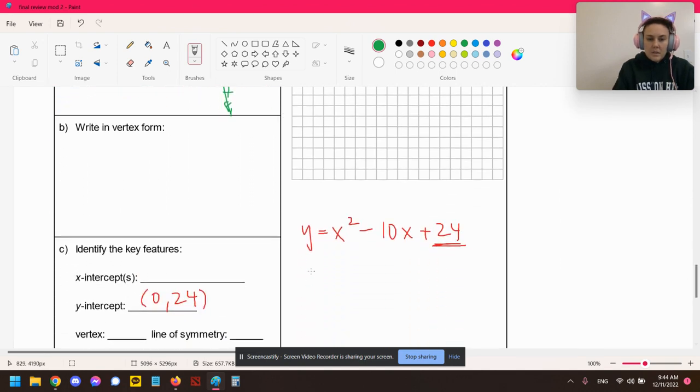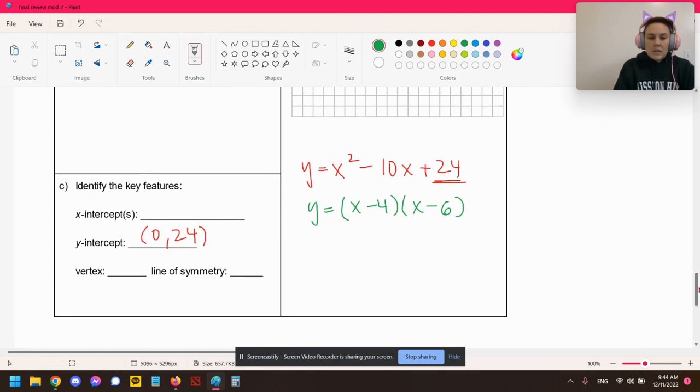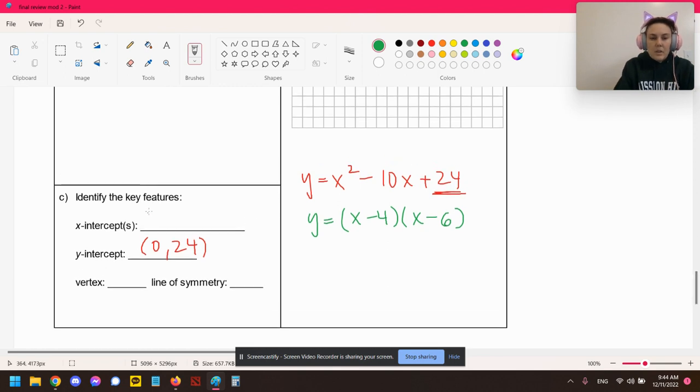Over here I'm going to write this: x minus 4, x minus 6. And this factored form gives me my x-intercepts. And we change the sign because, again, we're trying to find the values that, when we plug them in, actually give me 0.